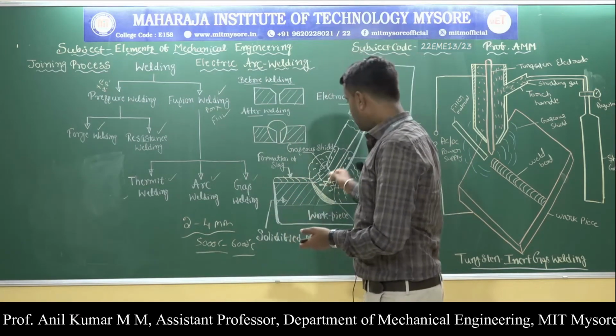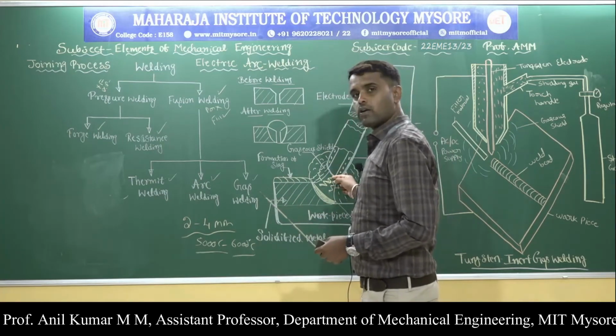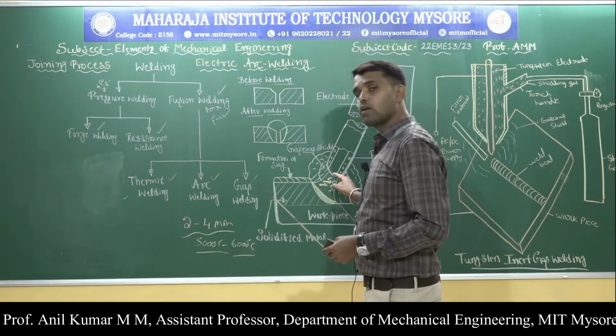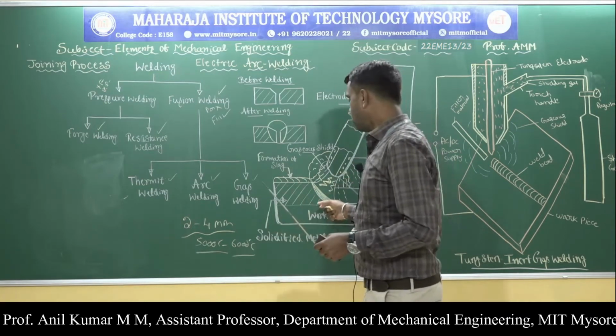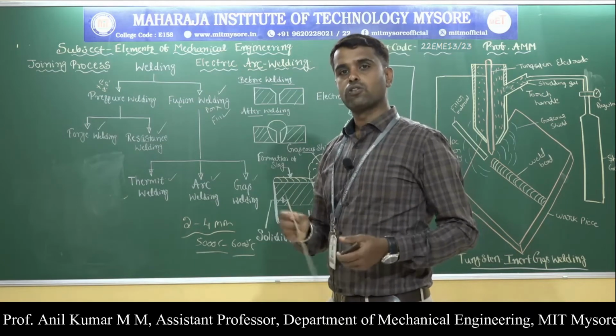At the same time, the flux coated electrode is also melted. This molten electrode is combined with the molten workpiece material. Upon solidifying, we will get a strong solid joint.